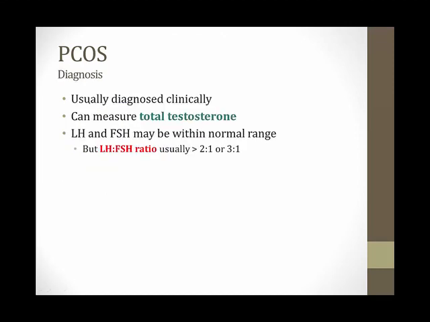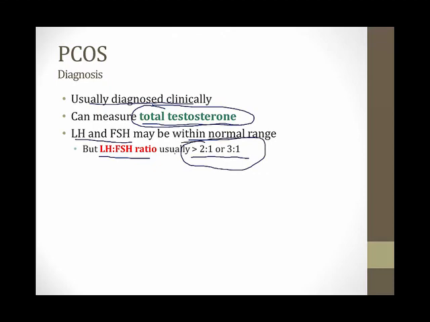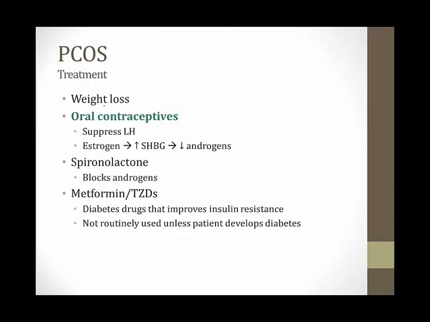This disorder is usually diagnosed clinically. It's usually fairly obvious when you meet an obese woman who has hirsutism and acne. You can measure the total testosterone level. Studies have been done where various hormones have been measured, and the total testosterone turns out to be the most reliable indicator. If you measure the LH and FSH level, they may be within normal range, but remember the LH to FSH ratio will always be abnormal. It's usually greater than 2 to 1 or 3 to 1, and this is a characteristic feature of this disorder, and it's because the LH and FSH levels are out of balance that you get the production of so many androgens.